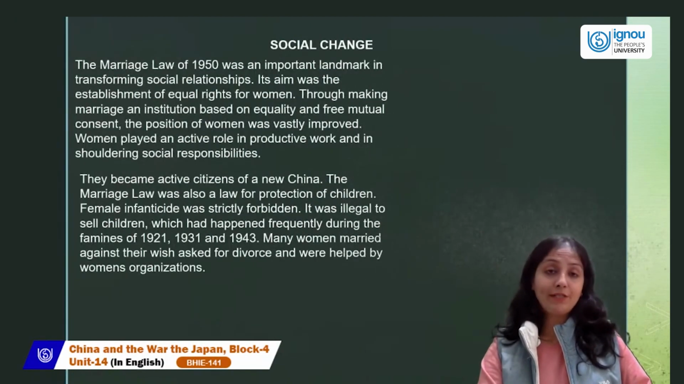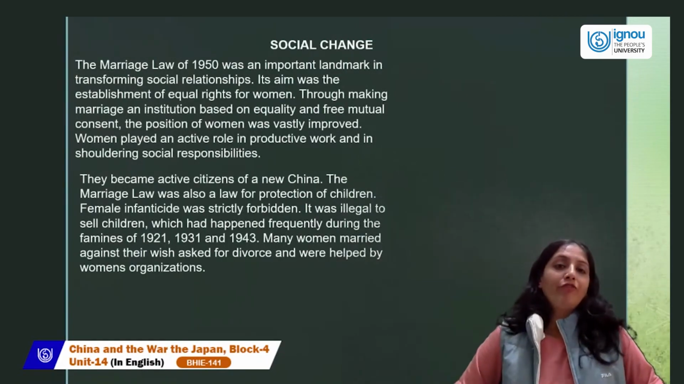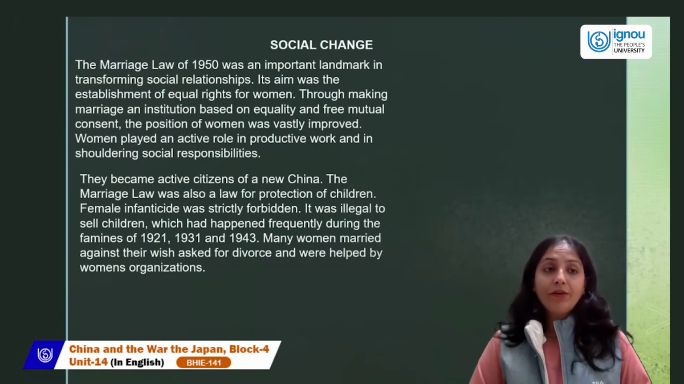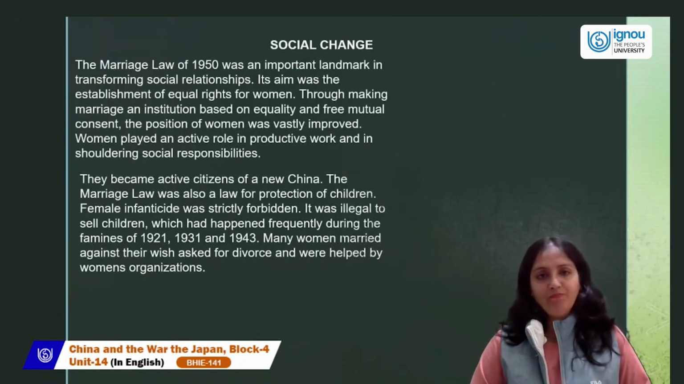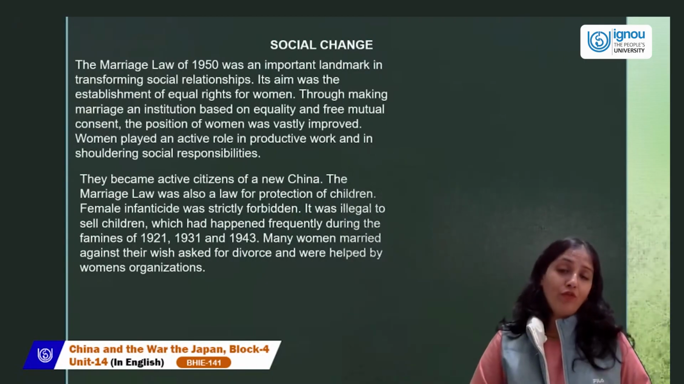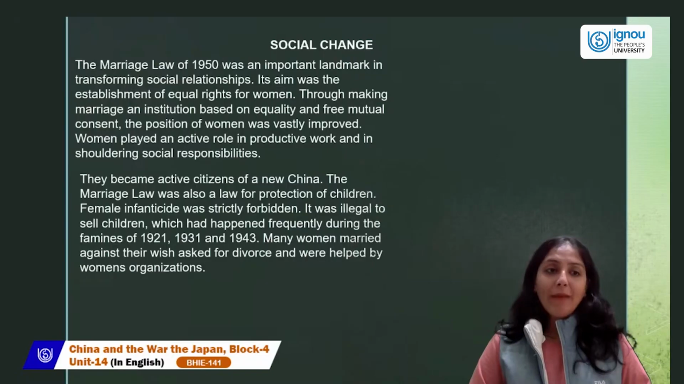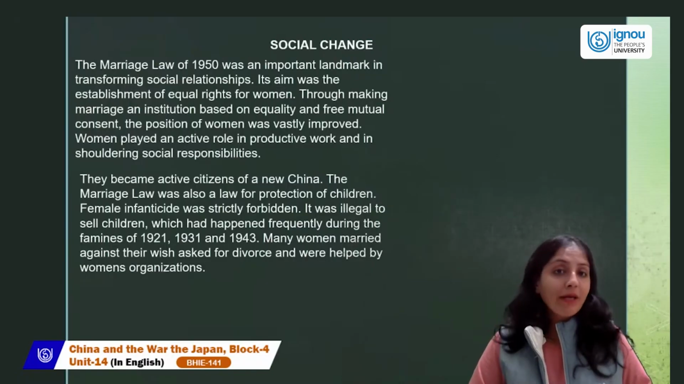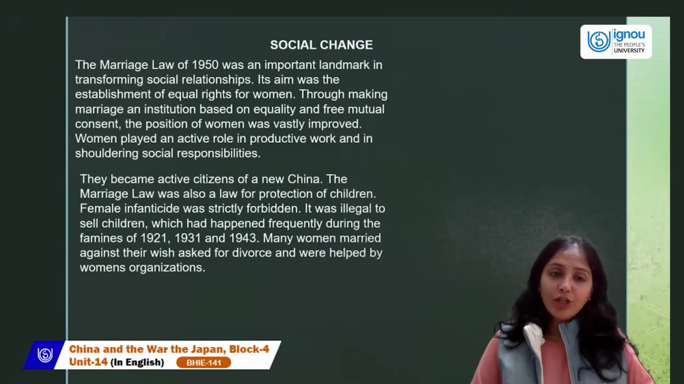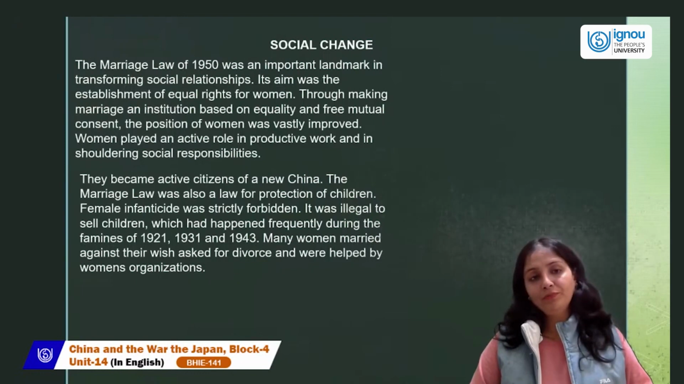What was the social change they were facing? The marriage law of 1950 was a very important landmark in transforming social relationships. Its aim was the establishment of equal rights for women through making marriage an institution based on equality and free mutual consent. The position of women was vastly improved.